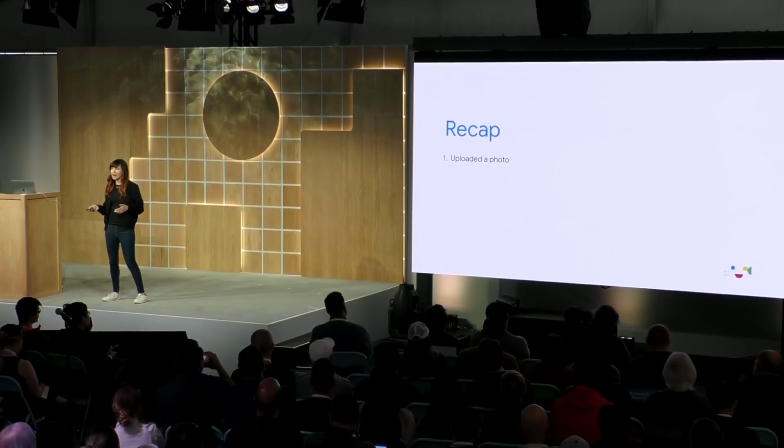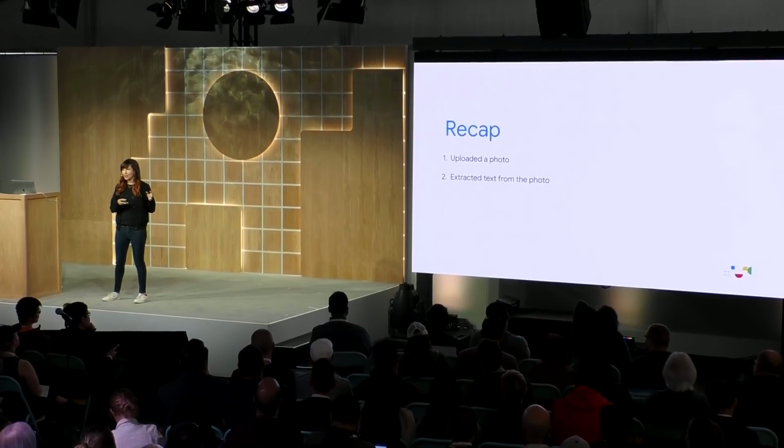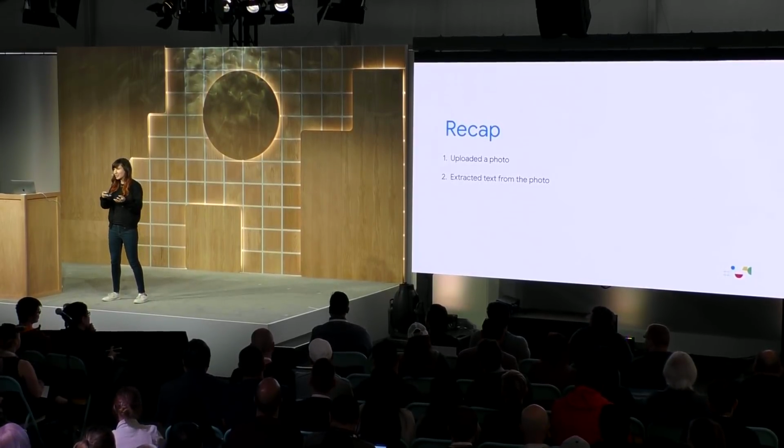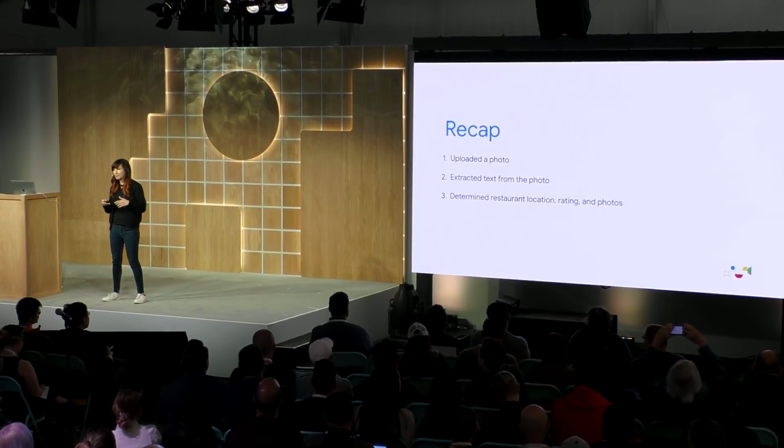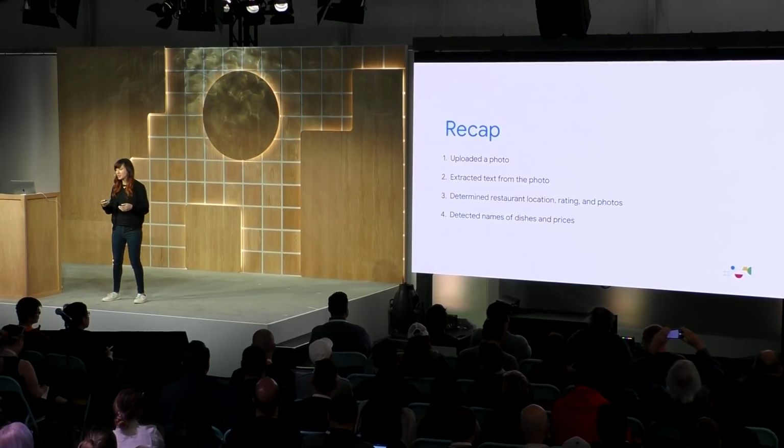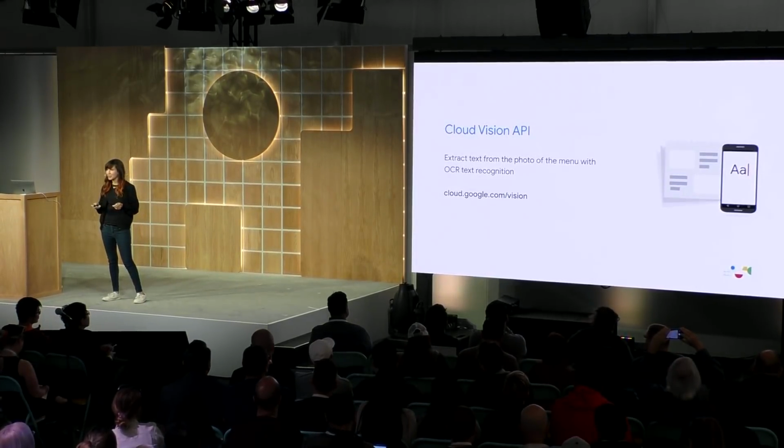So let's just recap what just happened. First, I uploaded a photo. Then we took the photo and extracted it into text. Then we determined the location, the rating, and we pulled some photos. And then we also parsed the menu itself, the foods and their prices. So how did we do it?